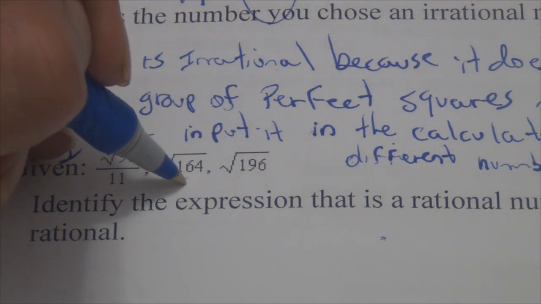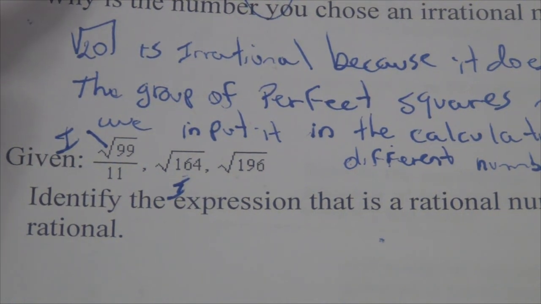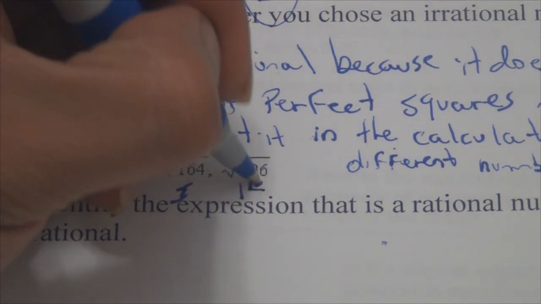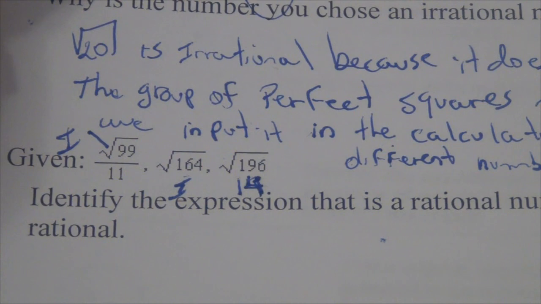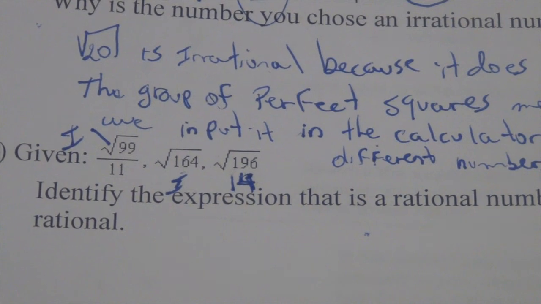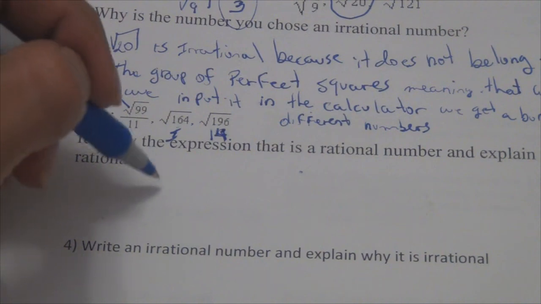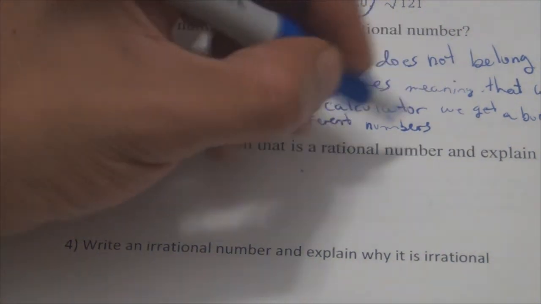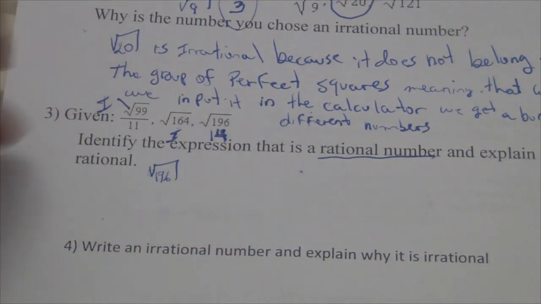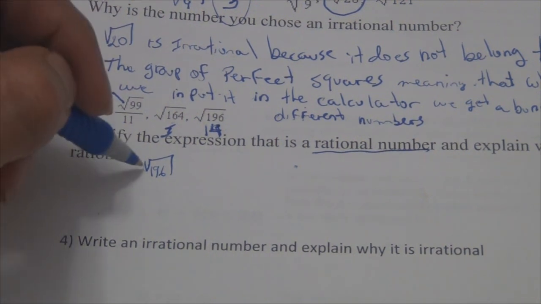Radical 164 is irrational. It does not belong. If you take the square root of 164, you're going to see that the calculator is going to give you a bunch of numbers. Now, the square root of 196 is 14. Okay? So, the expression, this is what you're going to be writing. I'm not going to write it. You write it. The expression that I identified as a rational number is radical 196.